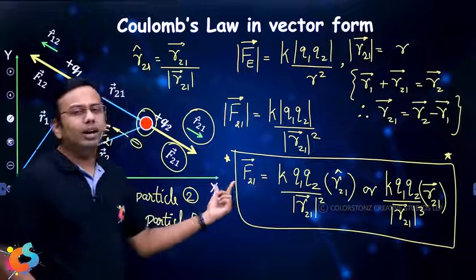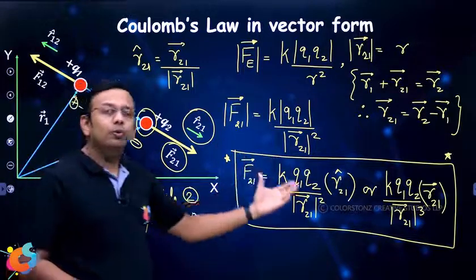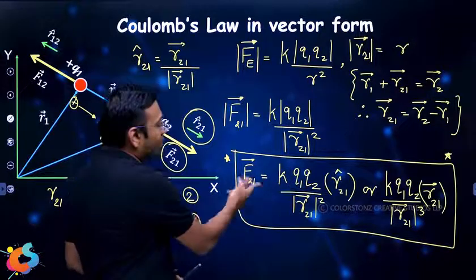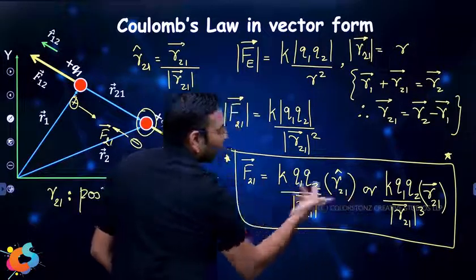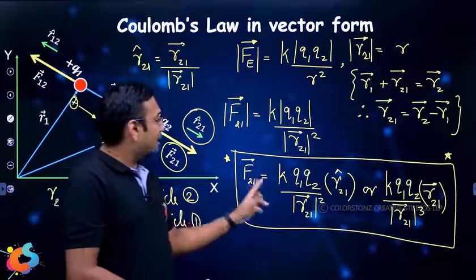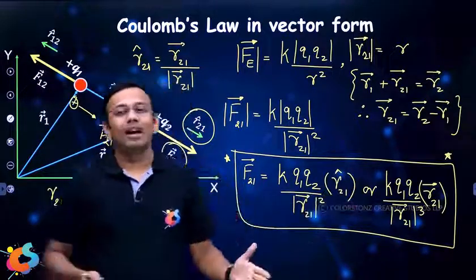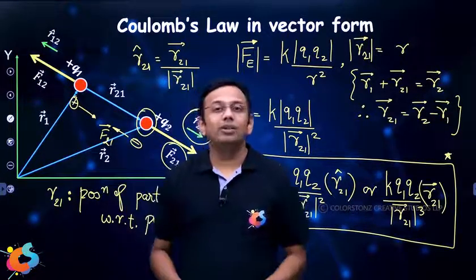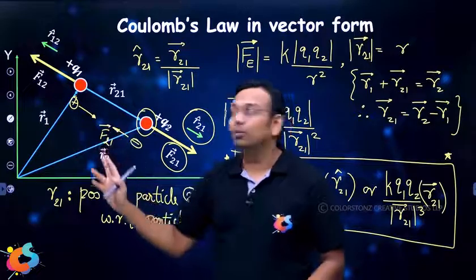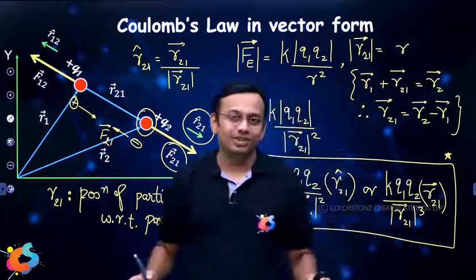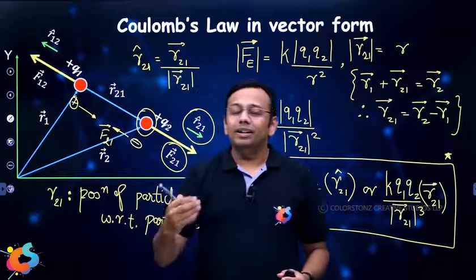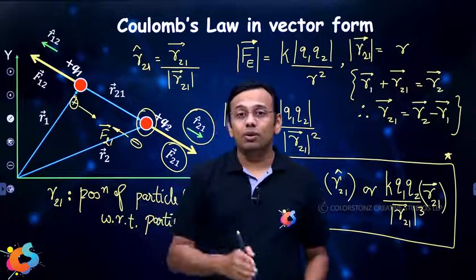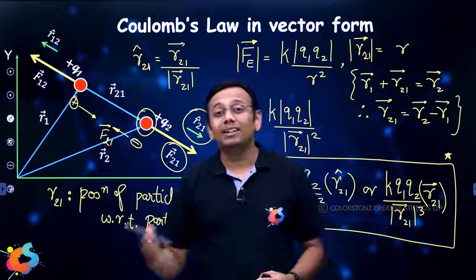I've talked about F21, but I hope you can understand F12 can also be written in a similar way. Just interchange 1, 2 everywhere. Here if I do 1, 2, here also 1, 2, here also 1, 2. So just interchange that 2, 1 with 1, 2 everywhere, and you will have the force on the particle 1 due to particle 2. And as I've already told before, these two forces are going to be equal and opposite forces. All right. So here we complete the second part of Coulomb's law, that is writing the Coulomb's law, the electrostatic force in vector form.